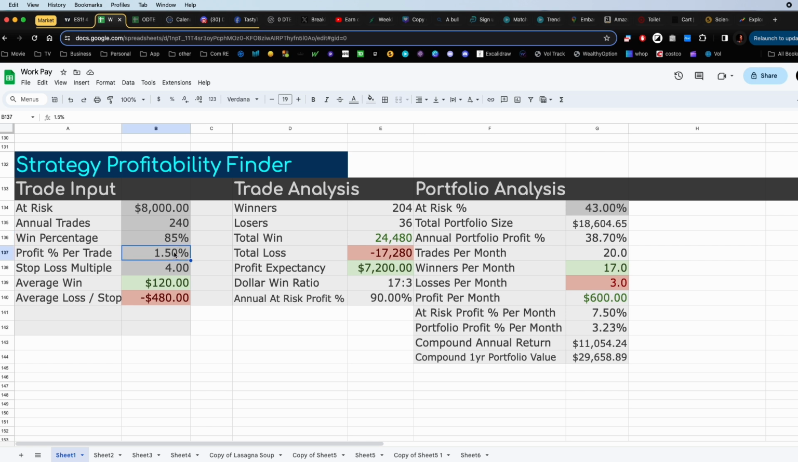So this is the amount that I'm trying to win per trade. And for me, I'm trying to get about 1.5% on average on my winning trades. Stop loss multiple. So this is going to be the multiple of how many times your winning trade that you're willing to risk. So I'm willing to risk right now, I told it that I'm willing to risk 4 times my profit.